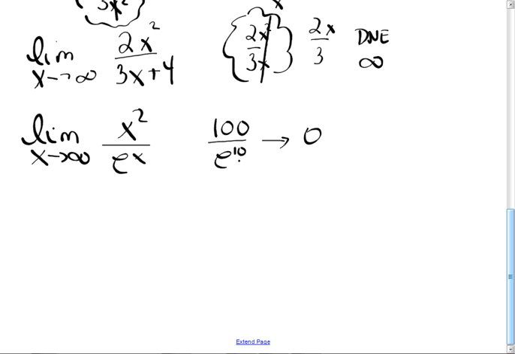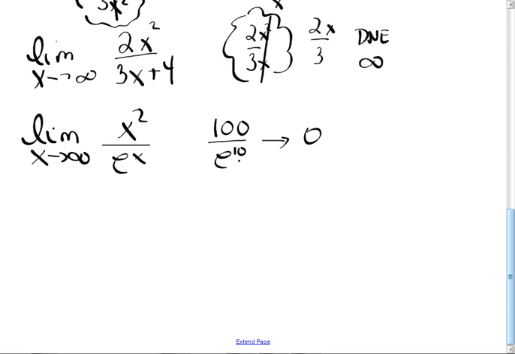So sometimes we're comparing polynomials with exponentials or trig functions, and then you just have to think a little bit. So those little tricks you learned last year don't help you, unfortunately. Okay, that's all the limit stuff that I can think of.